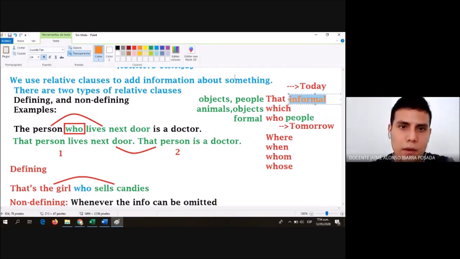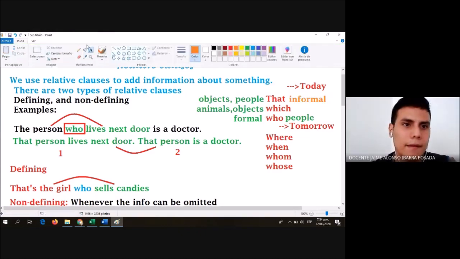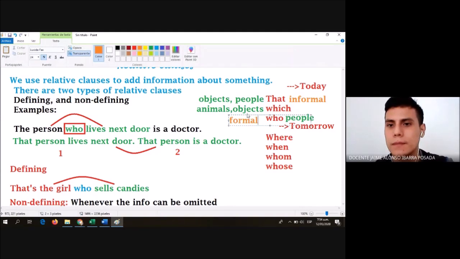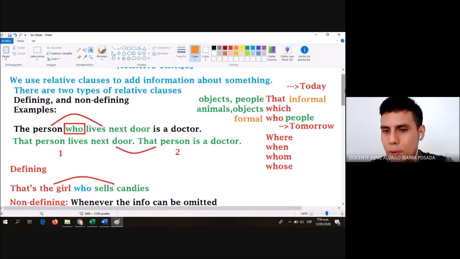Let's put another color. And formal in texts. Mostly. That doesn't mean that you cannot use it in oral speaking. Yeah, it is possible. But mostly, that is the main difference. Because for this one, it can be used for objects. Now, who cannot be used for objects. It's only for people.